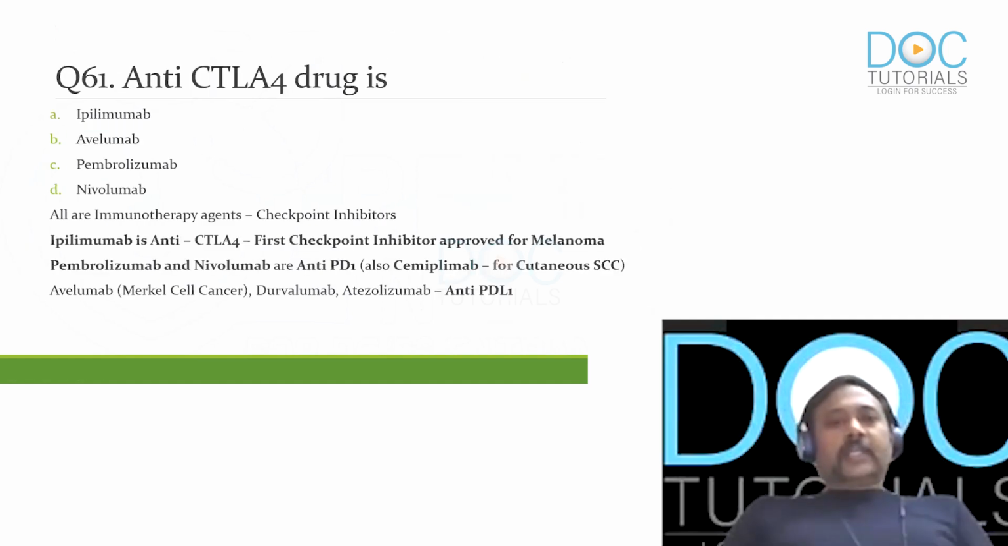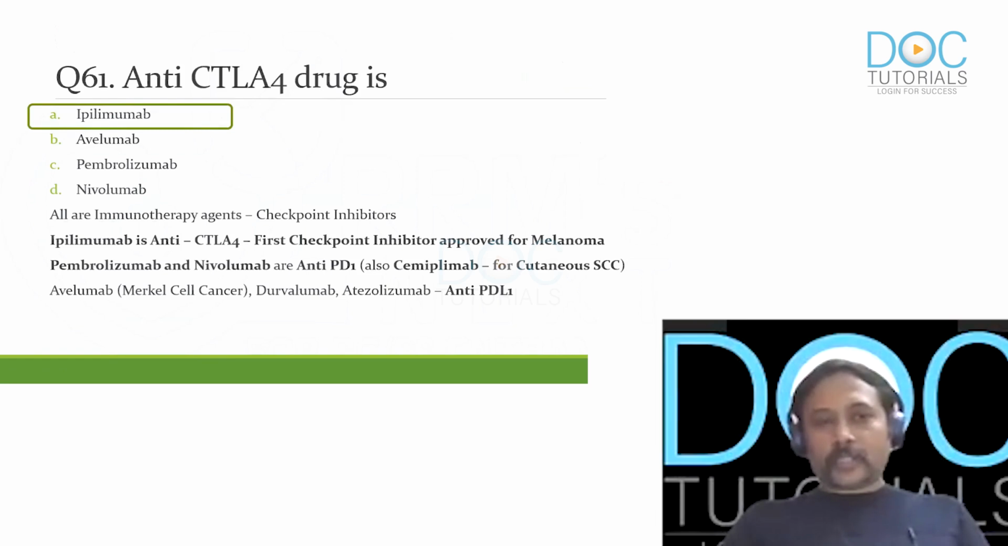So anti-CTLA4 drug. This one is a very clear-cut answer. All of you will know the answer. It is ipilimumab. That is going to be the drug which is known as an anti-CTLA4 agent. It was the first immunotherapy agent which was approved for use in malignancies. In melanomas, it was first started.